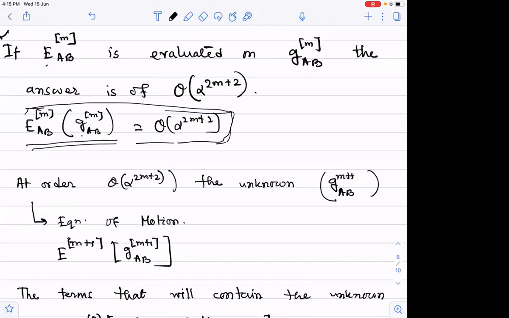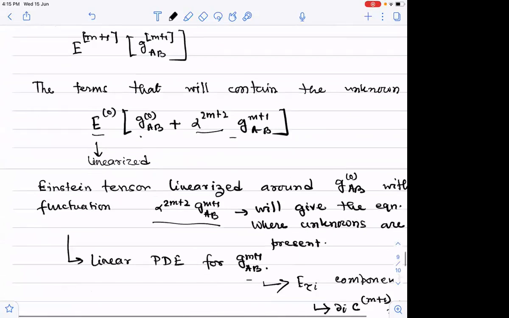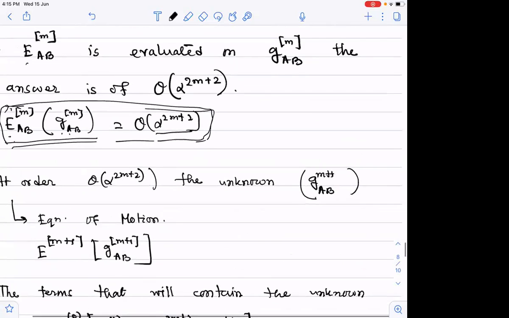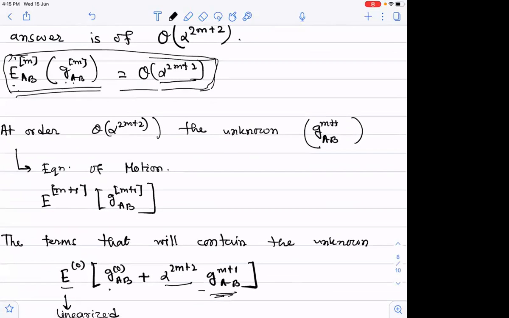So GMAB does not solve EMAB exactly. There's one more thing. GMAB does not solve EMAB exactly. It solves only up to order alpha to the 2m plus 2 term. And when we correct, that's why we are correcting the metric at order alpha to the 2m plus 2 order. And this metric has to be constructed in a way so that it cancels these alpha to the 2m plus 2 corrections generated in the previous order.